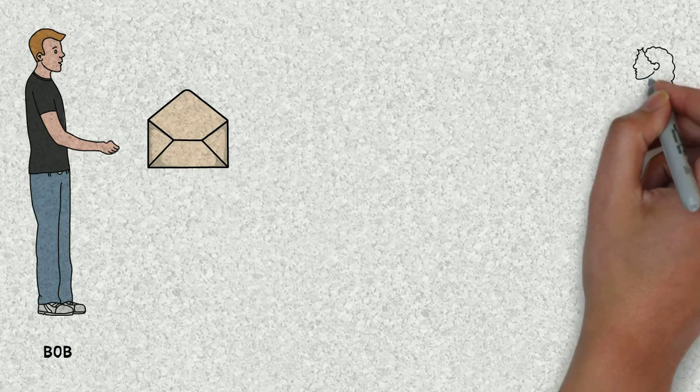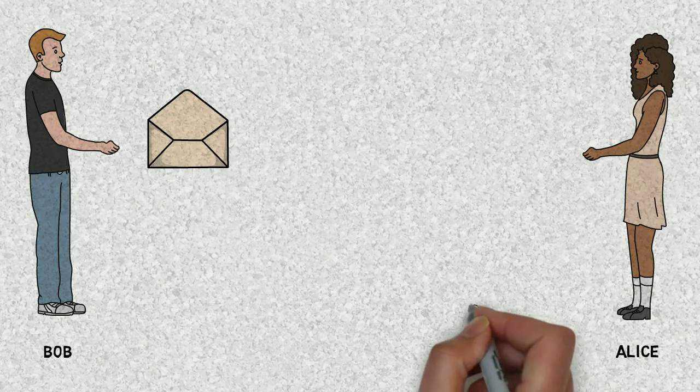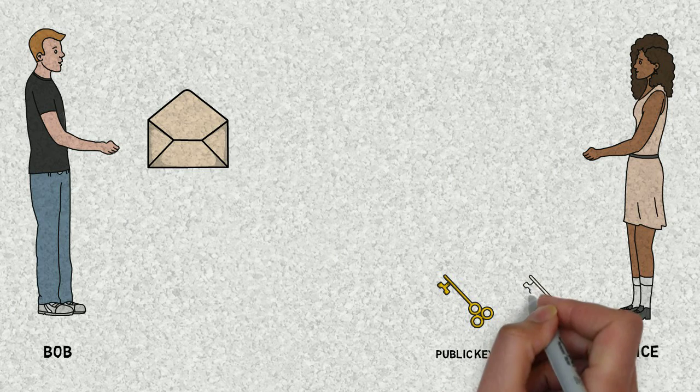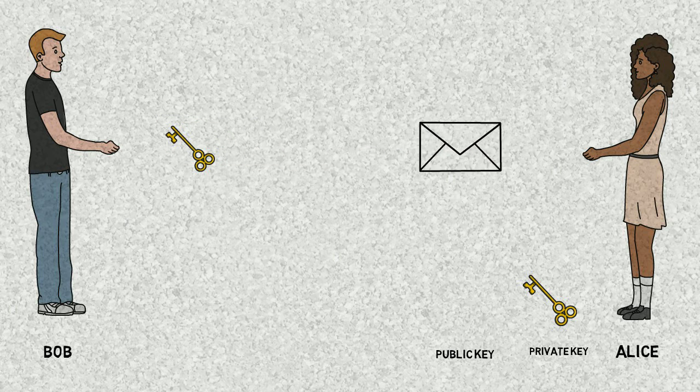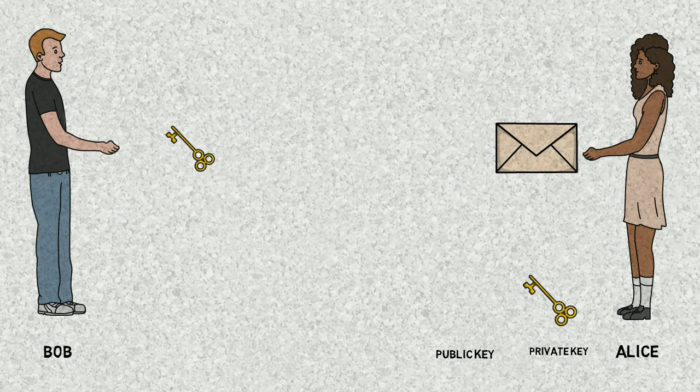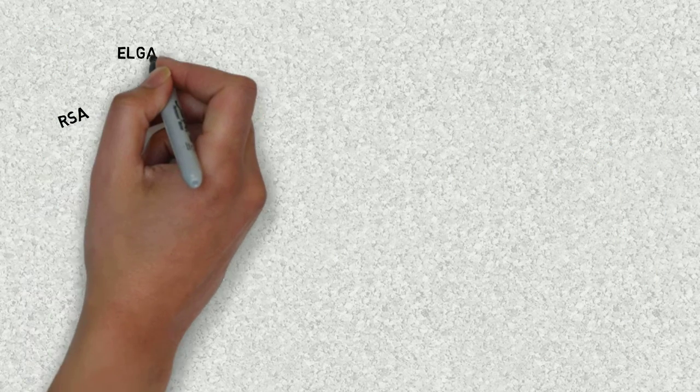In this case, Alice will generate both public and private keys. Alice then gives the public key to Bob and he uses that to encrypt the message. The message is then transferred to Alice. After that, Alice will use the private key that she generated earlier to decrypt the message received. Some of the popular asymmetric encryptions are RSA, El-Gamal and Paillier.